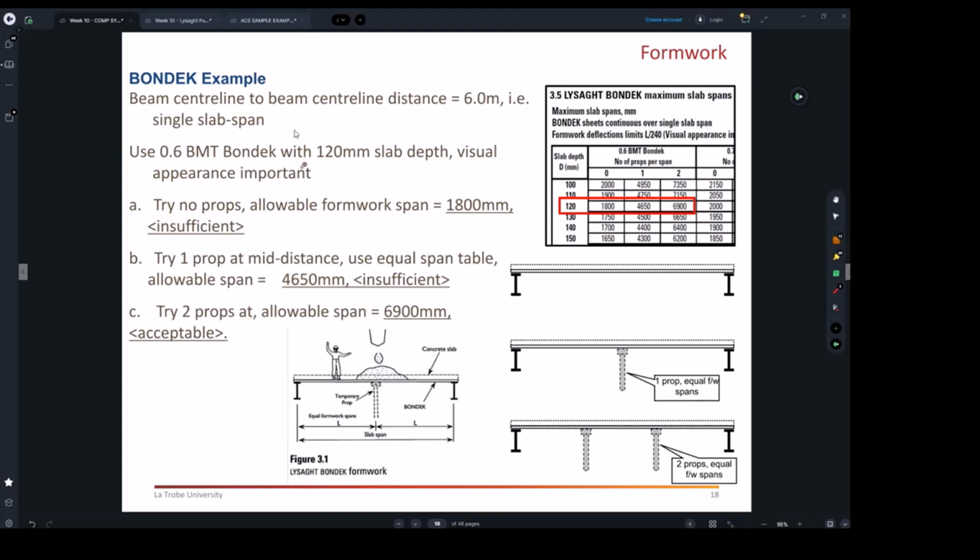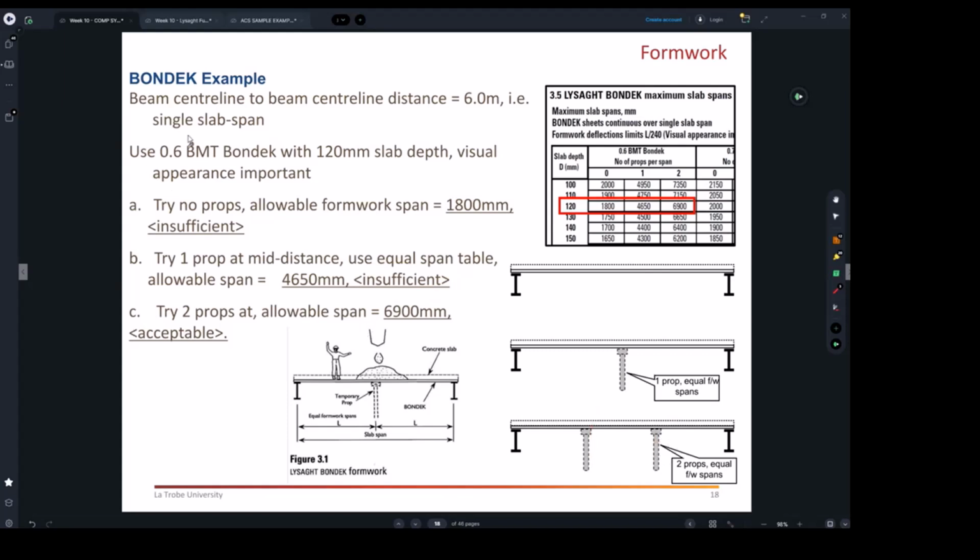So they're taking you through the scenario. They tried no props. It did not work, because it's only giving them 1,800. They tried 1 prop. It gave them 4,650, but they were not happy, it was not working. Then they put 2 props. You know, all that costs. You're going to be renting those props. Whenever you add more, it's more.